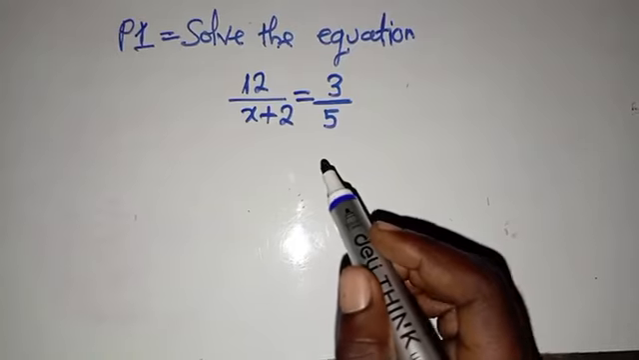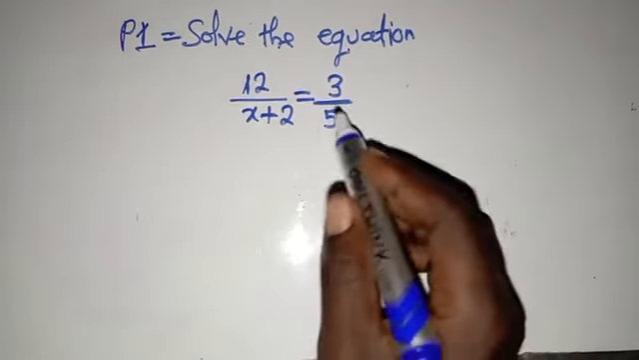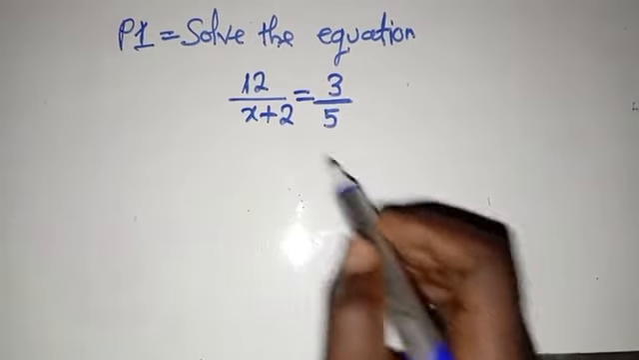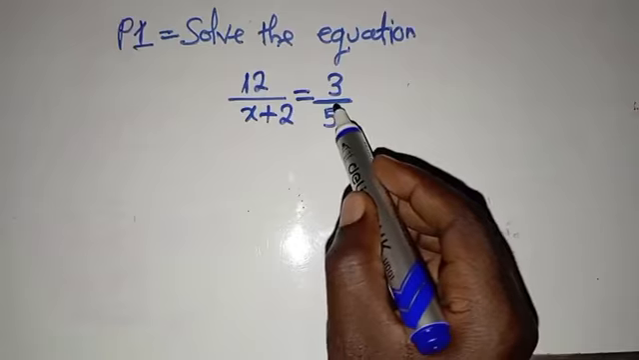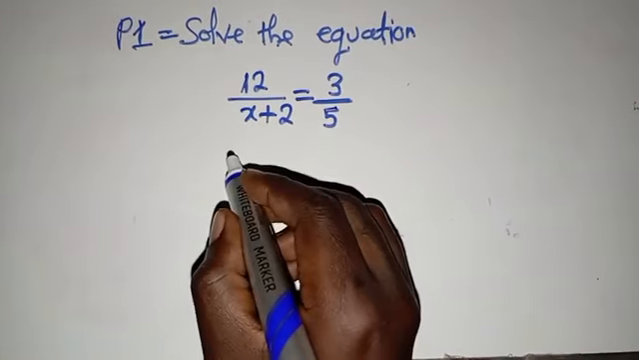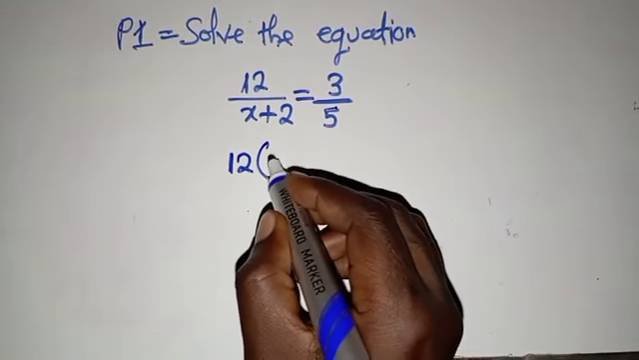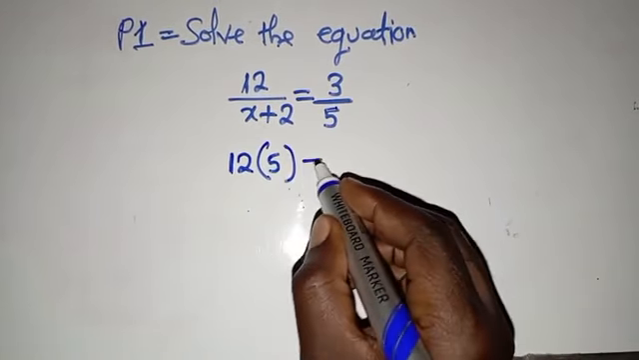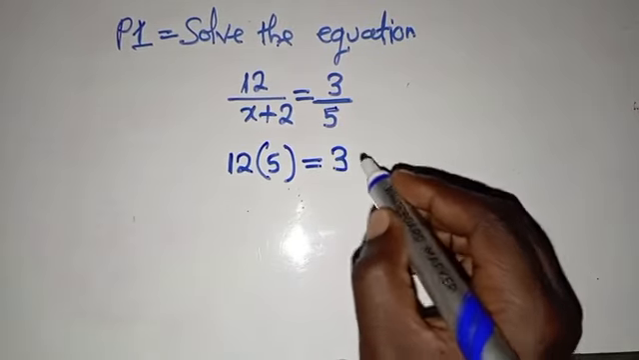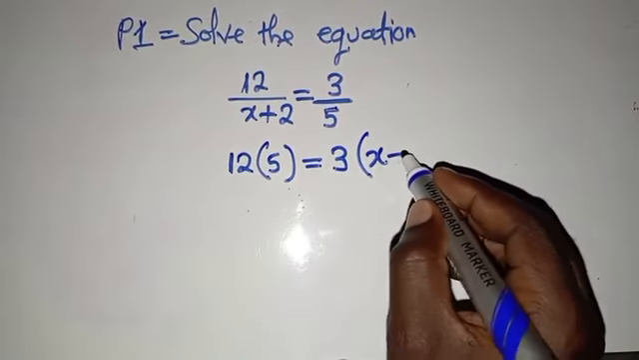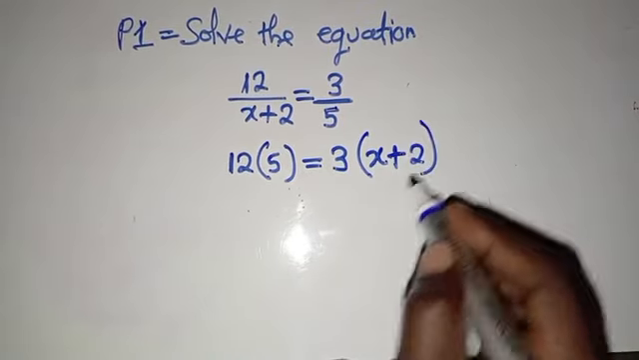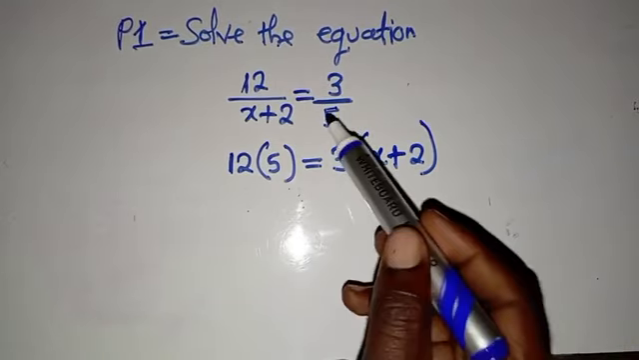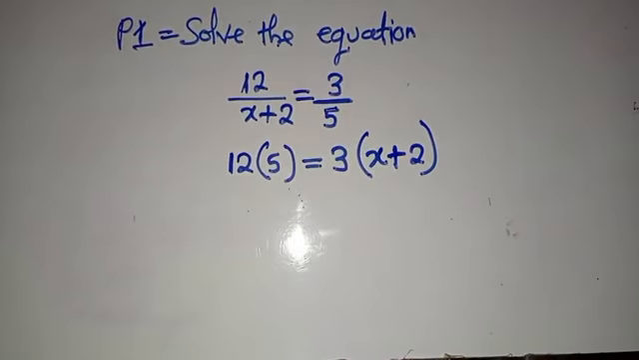How do you solve this particular equation? How can you solve this? Here you need to cross multiply. This will go with that. So that is 12, which will be multiplied by 5. And that is a 3 that will be multiplied by what? X plus 2. You are going to have something like this. We just cross multiply here.